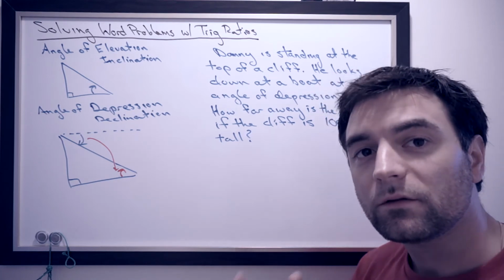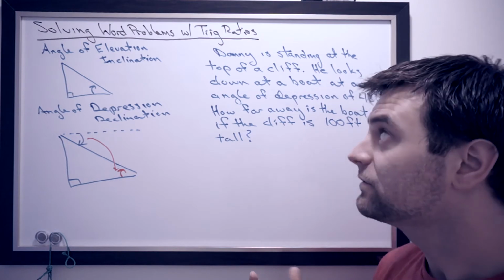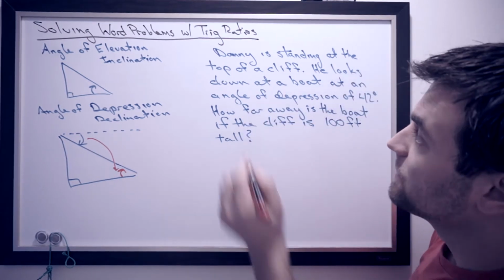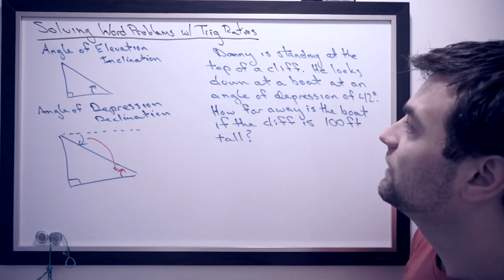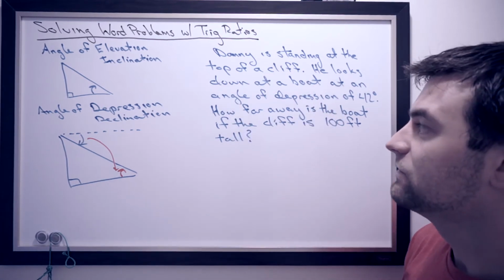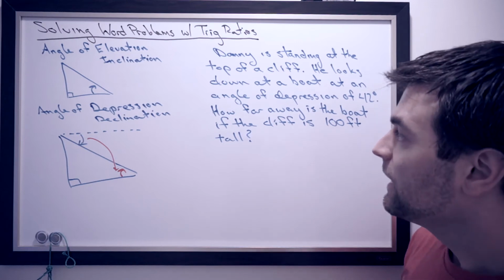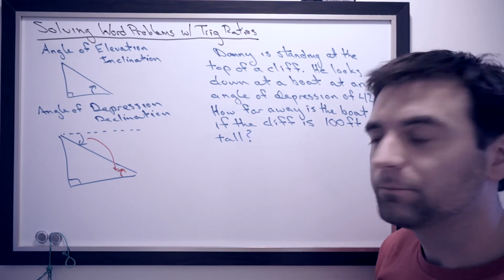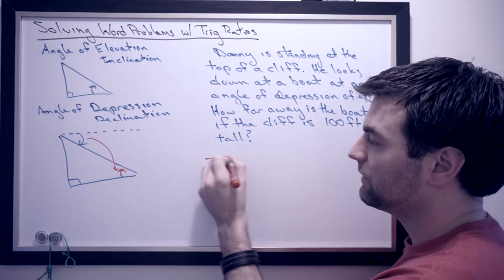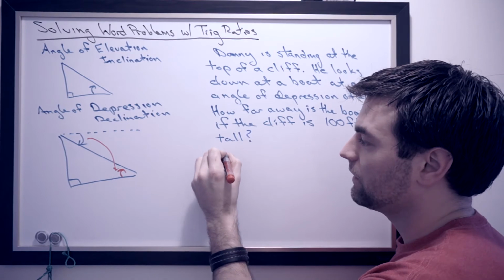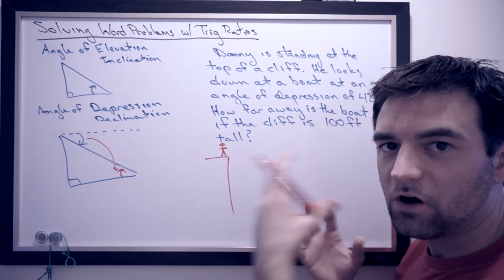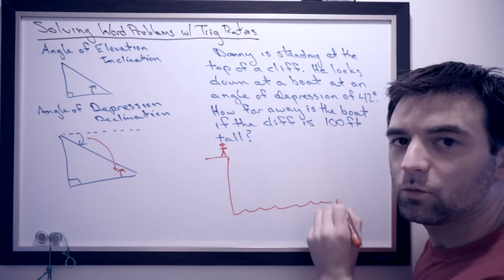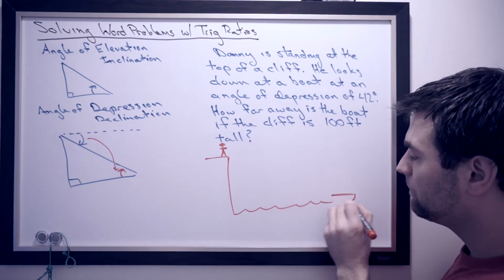Now, to actually draw triangles from this, we just read the word problem and put everything in its right position. So here we have Danny is standing at the top of a cliff. He looks down at a boat at an angle of depression of 42 degrees. How far away is the boat if the cliff is 100 feet tall? So he has himself here on top of a cliff. And if it helps you to draw little characters and whatnot, go right ahead. There's some water there, and then we have a little boat.